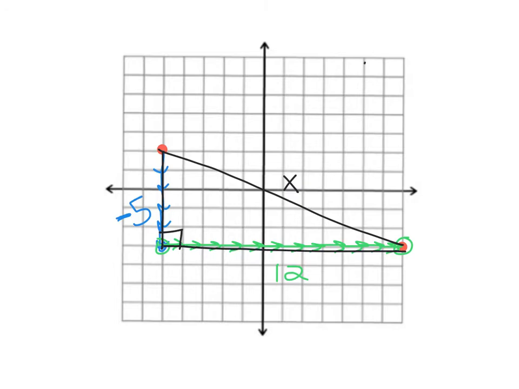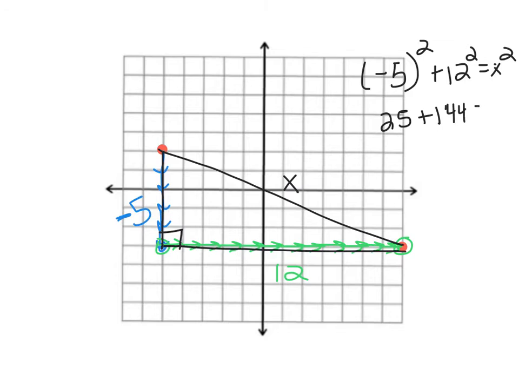My first leg is negative 5, so negative 5 to the power of 2, remember the parentheses, plus 12 to the power of 2 equals x to the power of 2. Negative 5 times negative 5 is positive 25. 12 times 12 is 144, and that equals x to the power of 2. 25 plus 144 is 169, equals x to the power of 2.